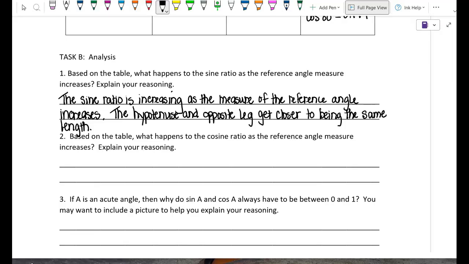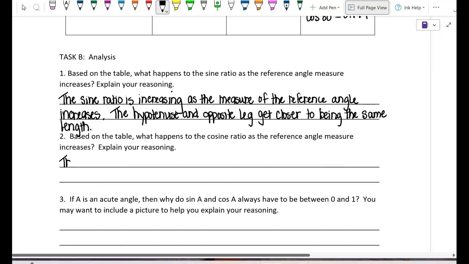Number 2, based on the table, what happens to the cosine ratio as the reference angle measure increases? So again, we started out at cosine 10, we ended at cosine 80. What happened to that ratio as our angle got bigger? The ratio was decreasing. It was working the opposite. Sine, the angle increased, the ratio increased. Cosine, the angle increased, the ratio was decreasing.